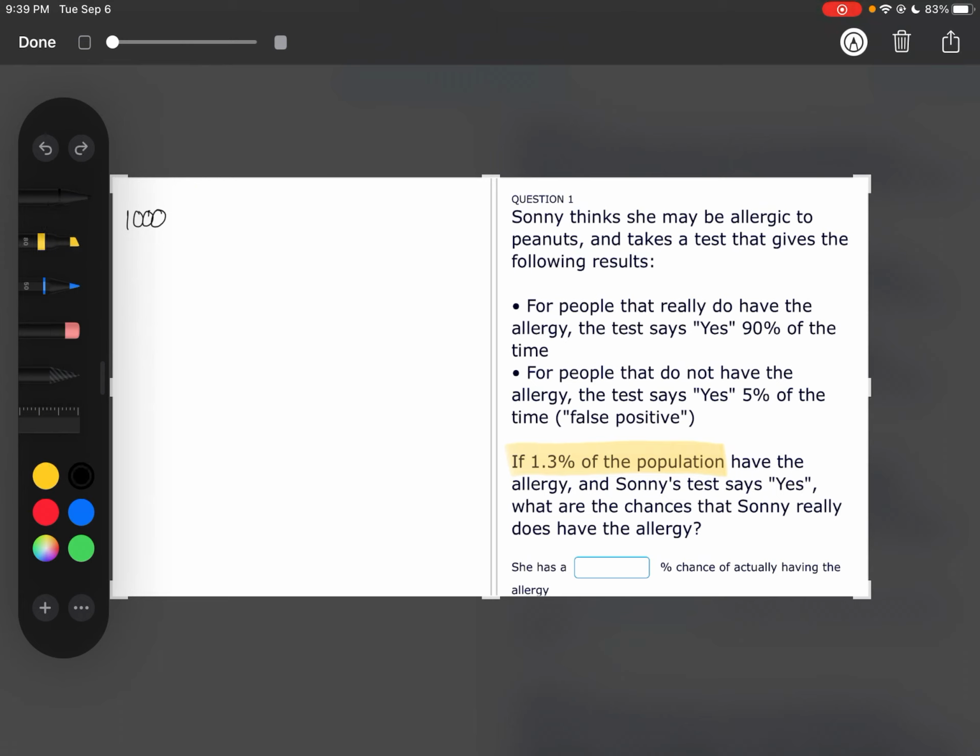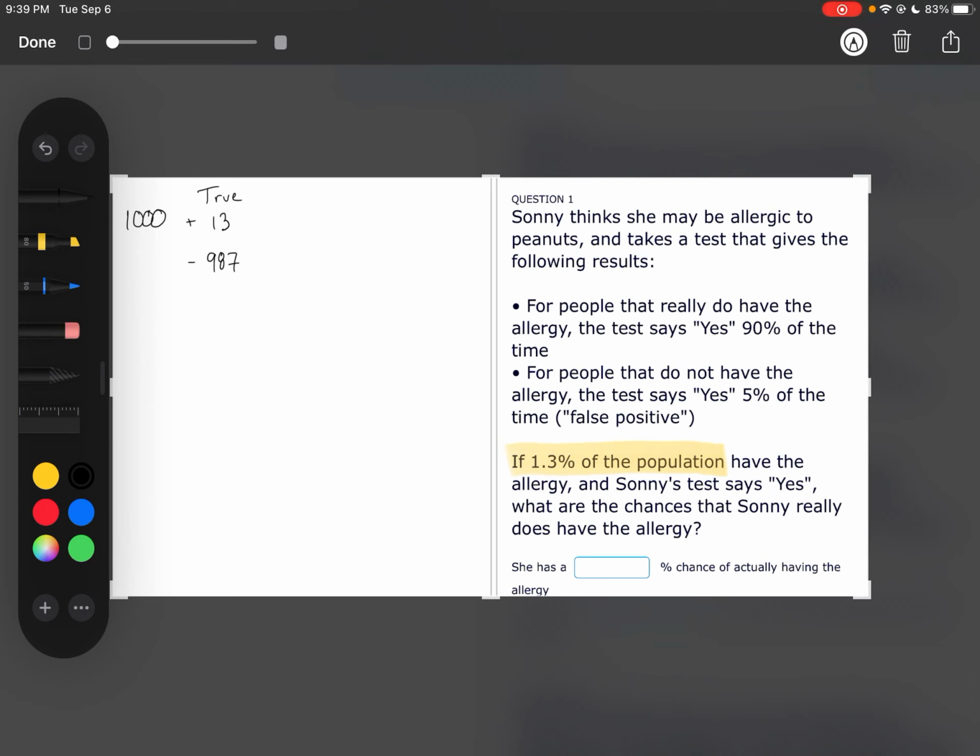So we're going to go to our true positive here. So to our allergies, 1.3% of 1,000. So we're going to do 1,000 times 0.013. And that should give us 13 people that are actually allergic to peanut butter. So what that means is in the population of 13 are allergic, we'll do 1,000 minus 13, and that should give us 987 that are not allergic to peanut butter.